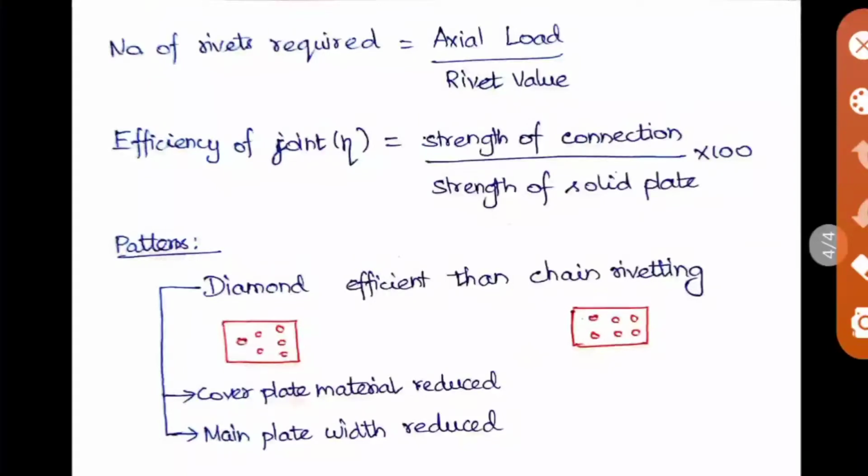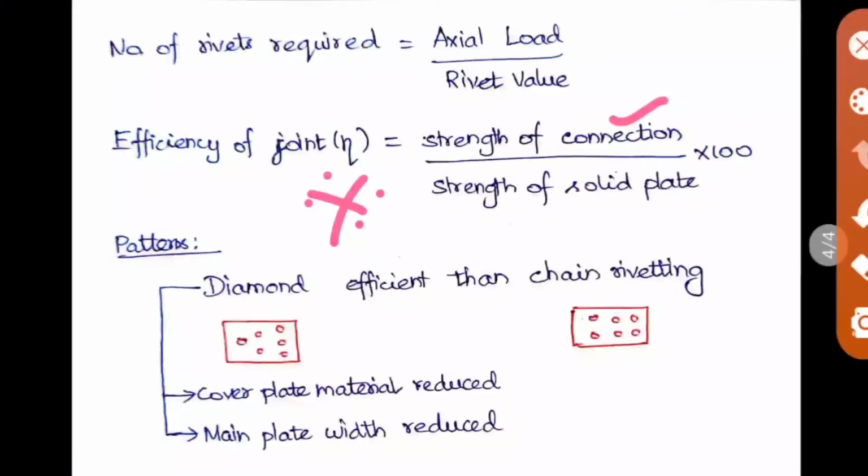And then the efficiency of joint, which is equal to the strength of connection. Strength of connection means the strength of the joint, which we saw is the lesser of the rivet value and the tearing value. So that is given here as strength of connection divided by the strength of the solid plate into 100. So this is also an important formula which is asked in the objective questions.